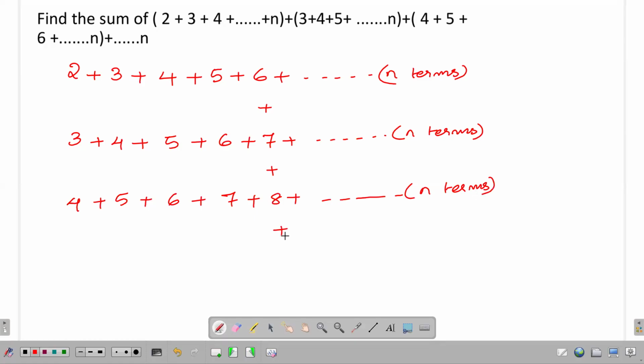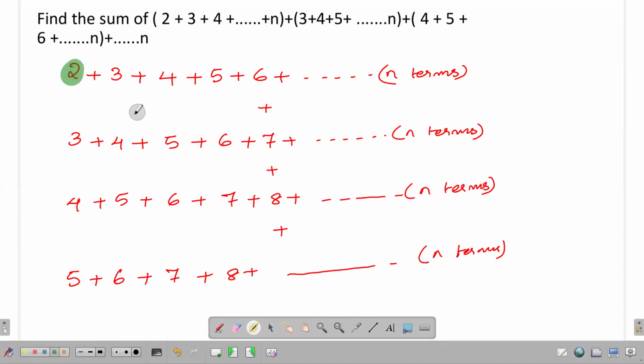Now, if you want to proceed further, you can see there's a pattern here, 2, 3, 4, like that it keeps going. So you can see now it is 5 plus 6 plus 7 plus 8 plus etc. That is also added up to n terms. And this procedure itself is continuing for n times. You got the point? So if you observe closely, you can see that this 2 is coming only once in this entire scenario. 2 comes only once.